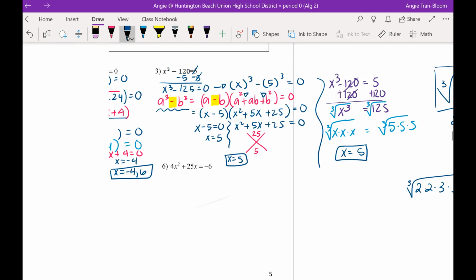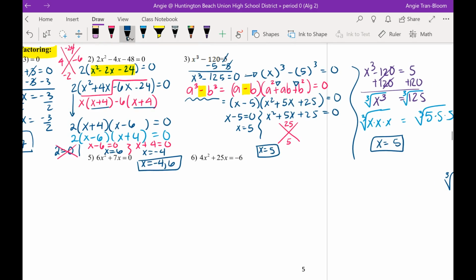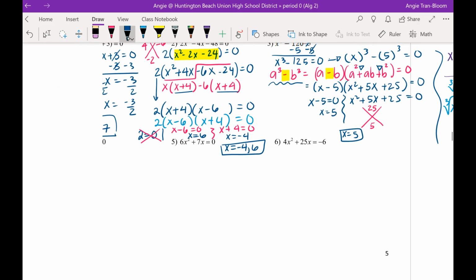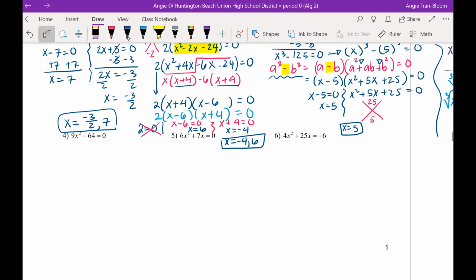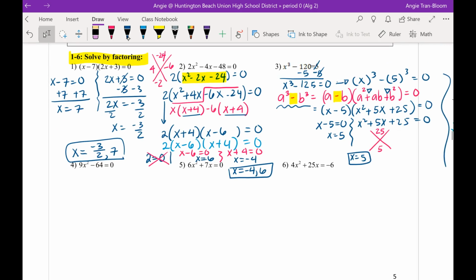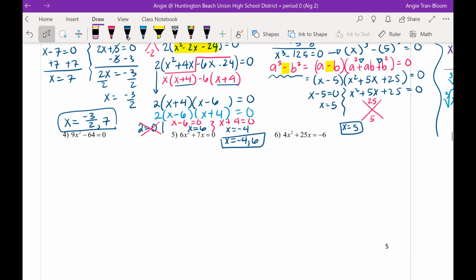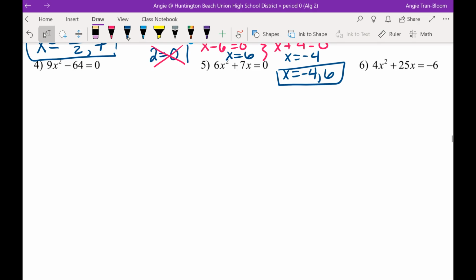Okay. All right. Next example. We only have 3 more, and these are all different ways of solving. Okay. Example 4. Can you help me read example 4, Daniela?